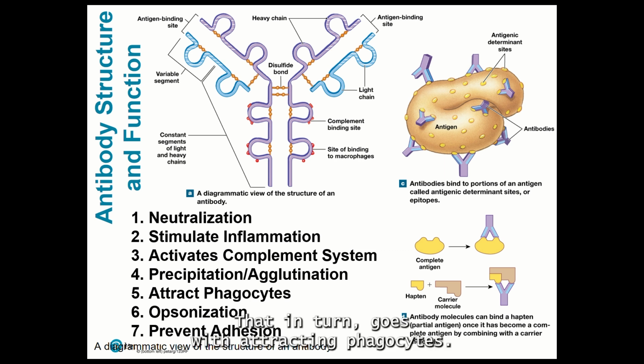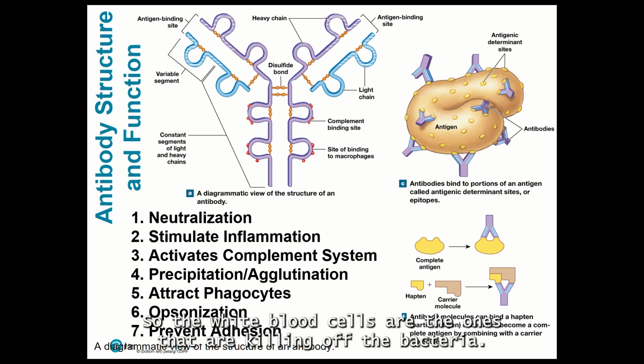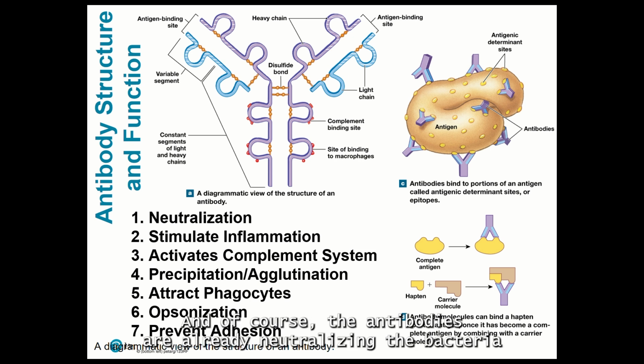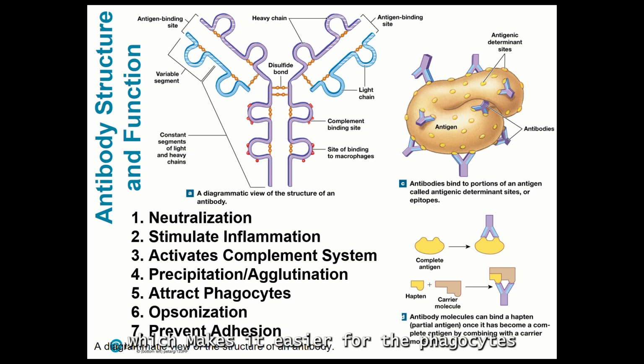That in turn goes with attracting phagocytes. So the white blood cells are the ones that are killing off the bacteria. And so the antibodies attract the phagocytes to that area. And of course, the antibodies are already neutralizing the bacteria and they're causing it to precipitate as well, which makes it easier for the phagocytes to get to the pathogens because they're all clumped in one area.